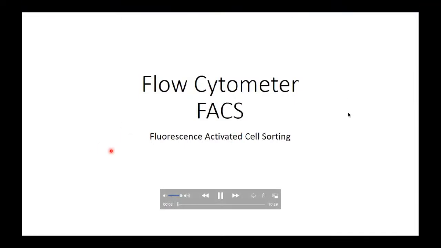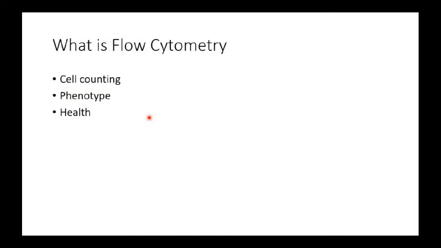Hello guys, in this video I'm going to speak about a very interesting mechanism called the flow cytometer and FACS. Actually I did 2 videos, and in this video I'm going to mention specifically the flow cytometer, and in the next video I'm going to mention the FACS mechanism, fluorescence activated cell sorting. Let's start speaking about the flow cytometer. Flow cytometer is a cell counting mechanism, so it's used to count the cells and to analyze the phenotype and the health situation of the cell.